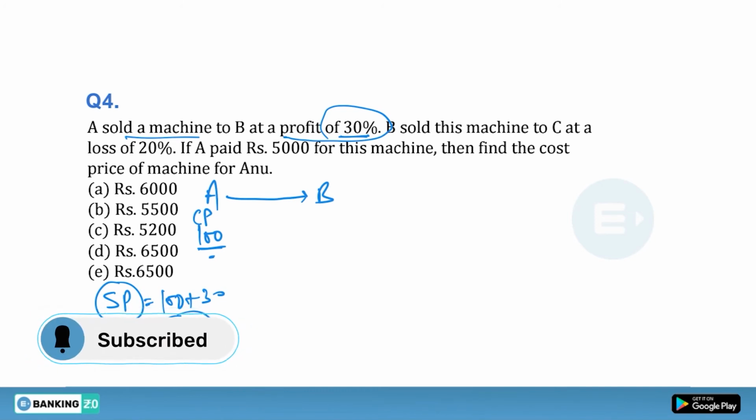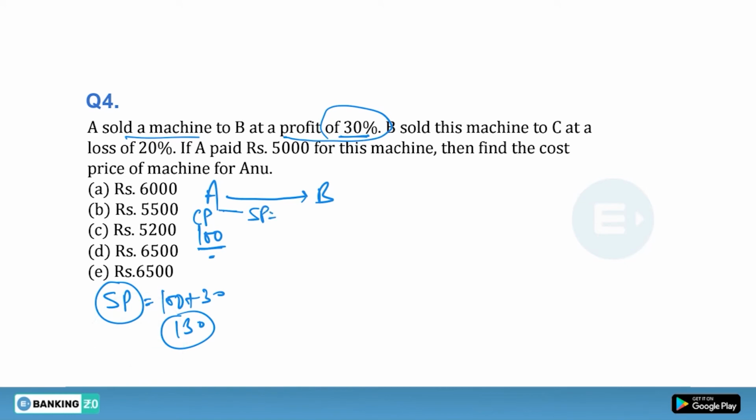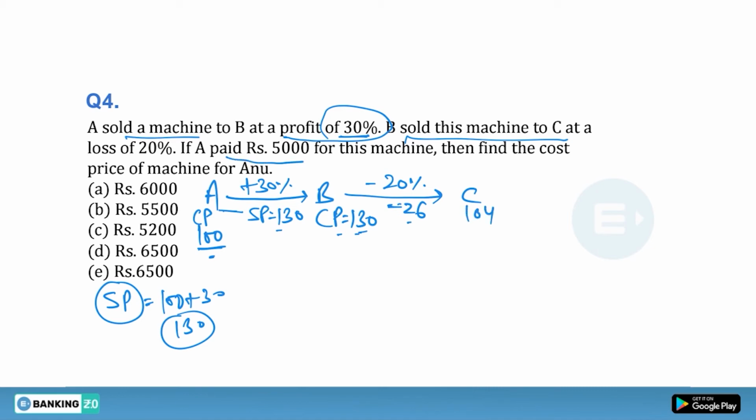So SP for A will be 130, and CP for B will be 130. Okay, because this is the price at which B has purchased that machine, and it is the price at which A has sold to B, plus 30% basically. And B sold this machine to C at a loss of 20%. That means we need to subtract 20% of this value. So what will be 20% of this value? It will be 26 basically. So 130 minus 26 will be what? 104.